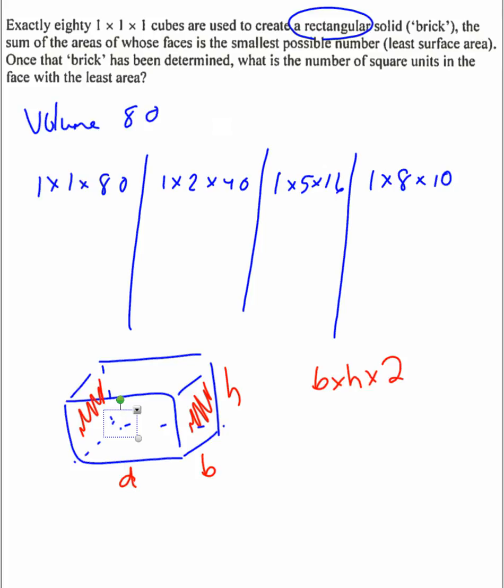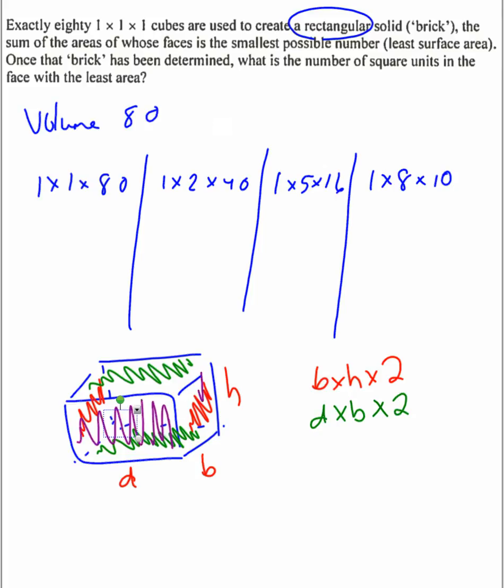Then we have a surface that's like the bottom of our Kleenex box, but we'd have that on the top as well. So that one would be the depth times the base times 2. And then we have one more surface: the front of the Kleenex box, and then there'd also be a back, and that would be the depth times the height. And there are two of those. So that's how I'm going to get what's called my surface area. You could look at all of the different possibilities for your rectangular solid and find all the surface areas, because it asks you to find the one with the smallest surface area.